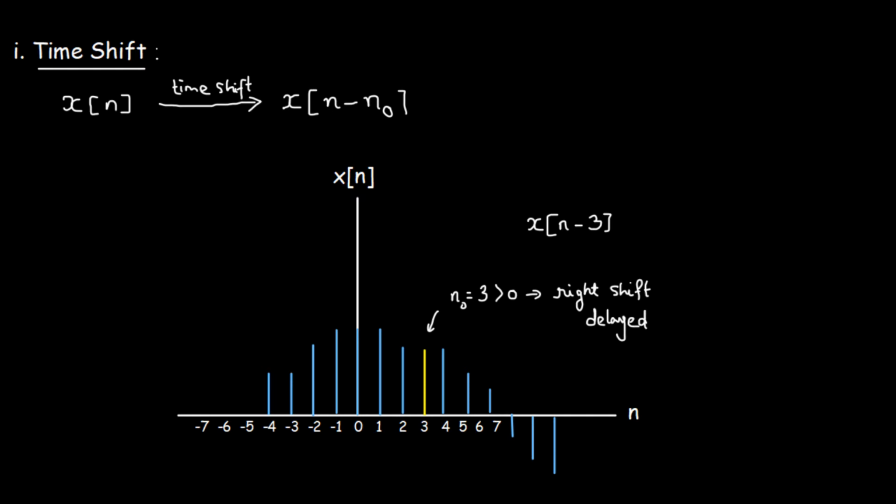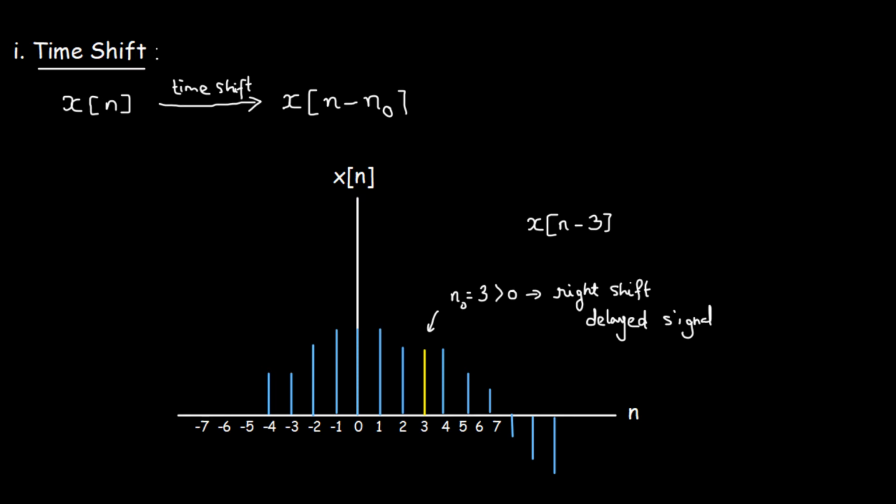Now, what is meant by the delayed version of the signal? We know that originally the signal started at n equals 0. Now delayed means instead of starting at n equals 0, as shown by the reference marker point, which is the yellow color, it is starting from n naught equals 3. So it is starting 3 seconds later. So that's why it's a delayed signal.